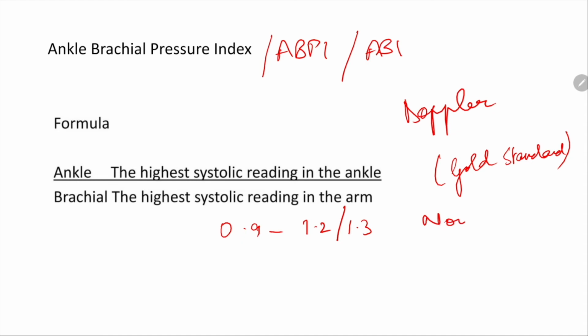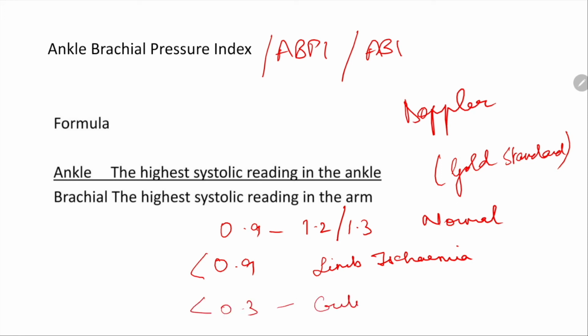So this is normal. If it is less than 0.9, there is some form of limb ischemia. If it's less than 0.3, that is known as critical limb ischemia. Another question that might be asked: how much of an ABPI is critical limb ischemia, which requires some form of intervention.